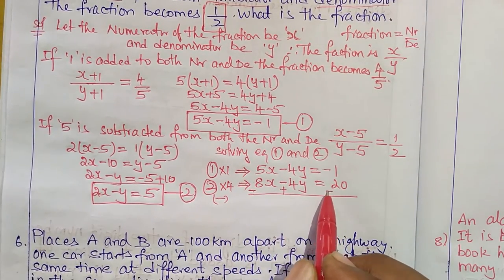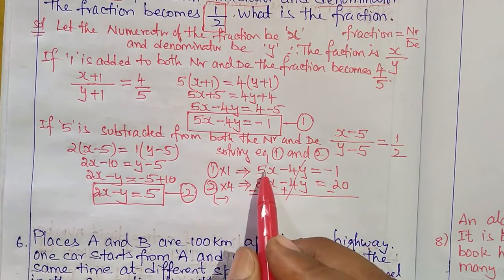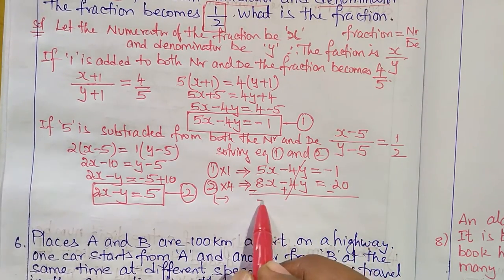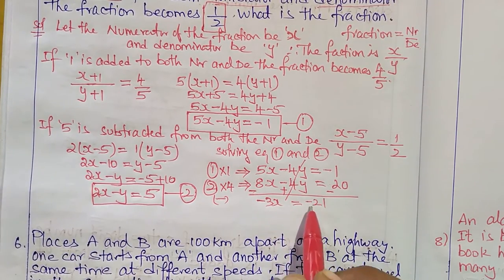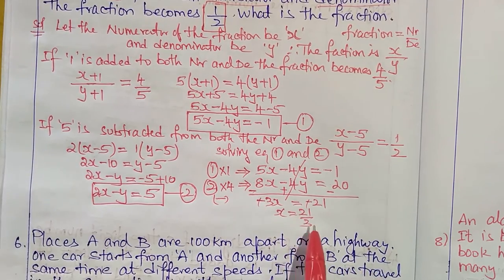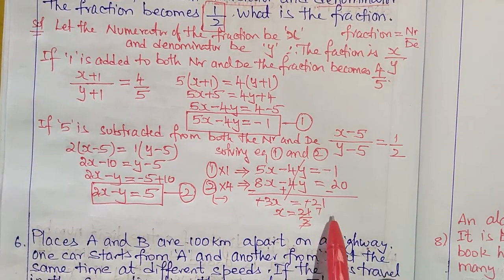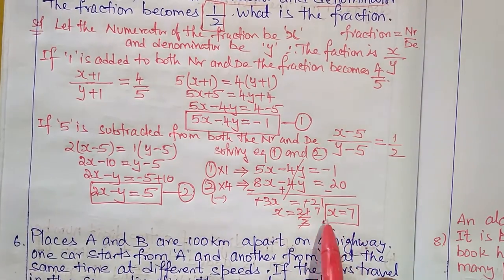Now, if I subtract these two equations, the plus sign becomes minus, and the minus sign becomes plus. So minus 4y plus 4y gets cancelled. 5x minus 8x is minus 3x. Minus 1 minus 20 is minus 21; the minus gets cancelled. X is equal to 21 by 3. 3 7s are 21. Therefore, x is equal to 7. So I got the value of x is equal to 7.